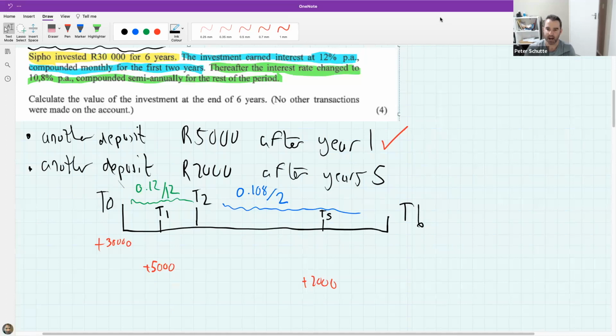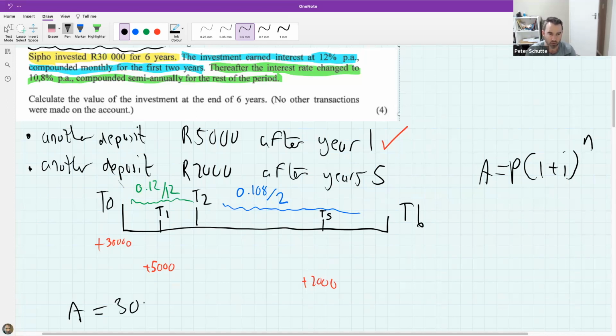Okay, so now here's the next one. We know all of these amounts need to grow using the compound interest formula, but we're going to handle each bit separately. So we're going to handle the 30,000, and it's got two blocks that it needs to go through. It needs to go through the green block, and maybe I should use colors just to make it clearer. So the green block, it needs to travel through, and it also needs to travel through the blue block.